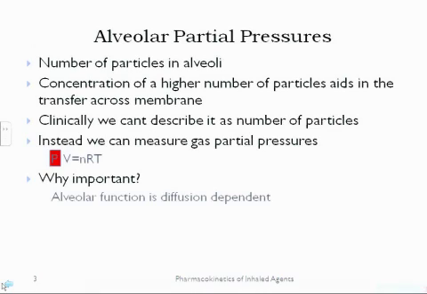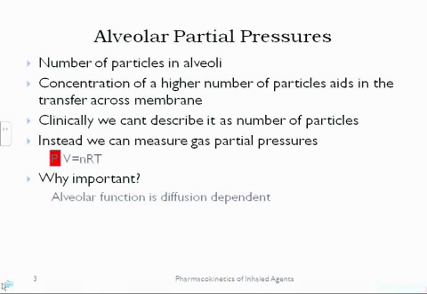So clinically, we can't describe it as a number of particles. Instead, we use a concept of basically partial pressures. And we go back to the initial equation, which is PV = nRT. Okay? So if we know the number of particles would be like the n value, okay? And pressure is directly proportional to that. Okay? So if you increase the number of n value, you'd expect the P value to go up if the volume stays fixed, which is essentially what you're doing.